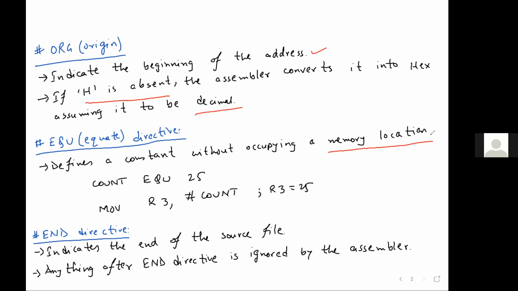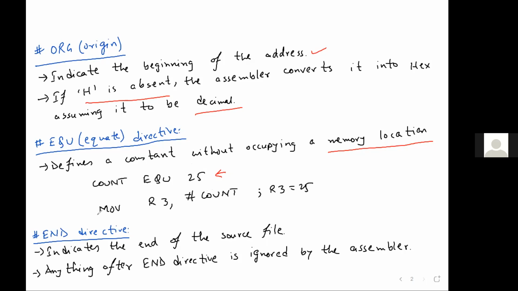So what is the meaning of equate? Look at this example. I have written COUNT EQU 25. This line is basically a directive for the assembler. You are telling the assembler that whenever you find this variable, that is count, instead of this variable, please use 25. The assembler keeps that within itself, that within the code, whenever I encounter count, instead of this variable, I will put 25.